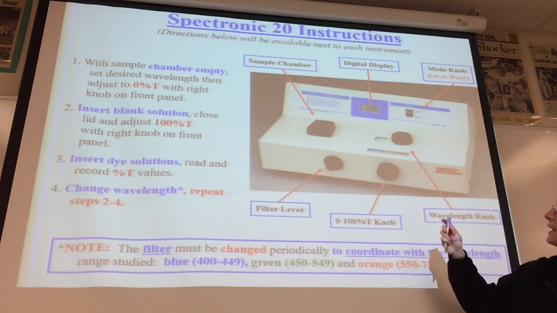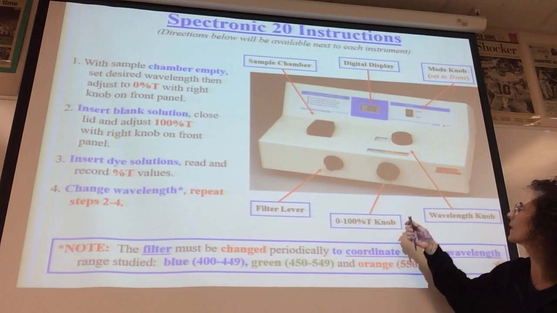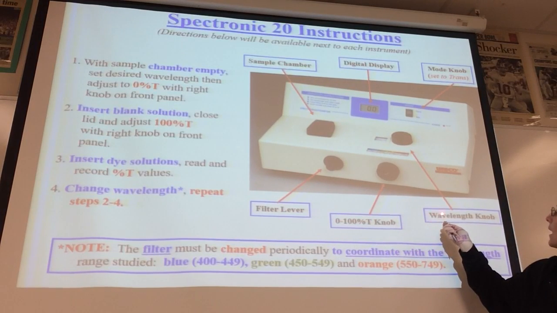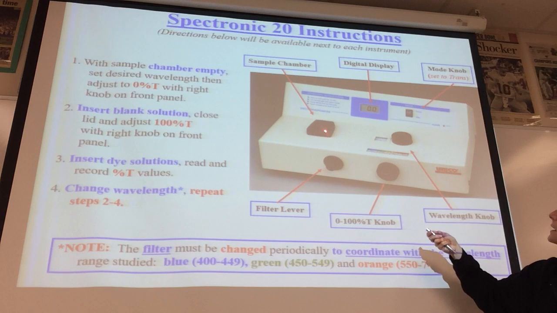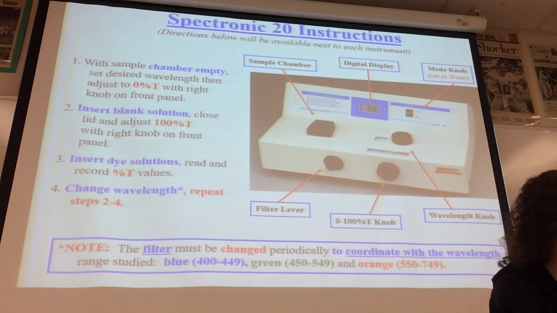Here's your machine, and again, when you use it, it'll make more sense. I'm not going to ask you questions about this, but we will set our wavelength here. We'll have a filter set to go. Our sample's going to go in here. We're going to initially have 100% transmittance, and then we'll flip it to absorbance. This is our digital display.